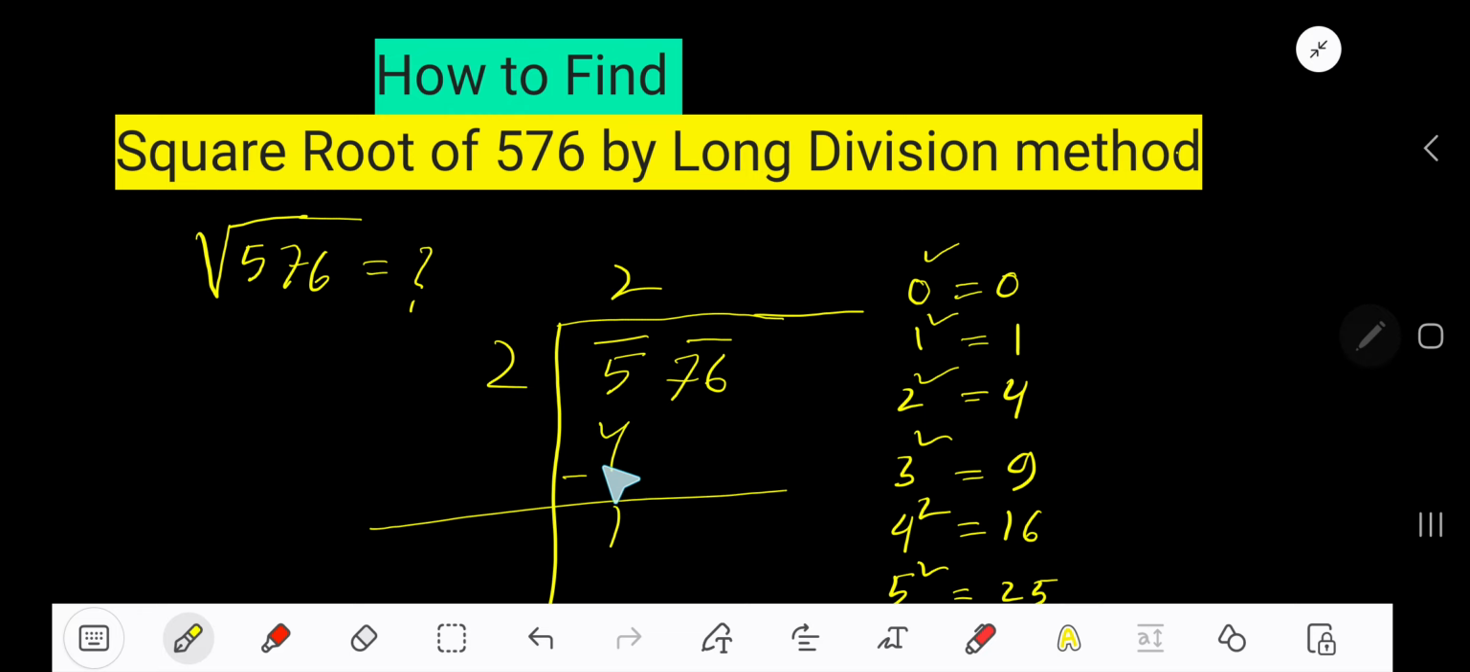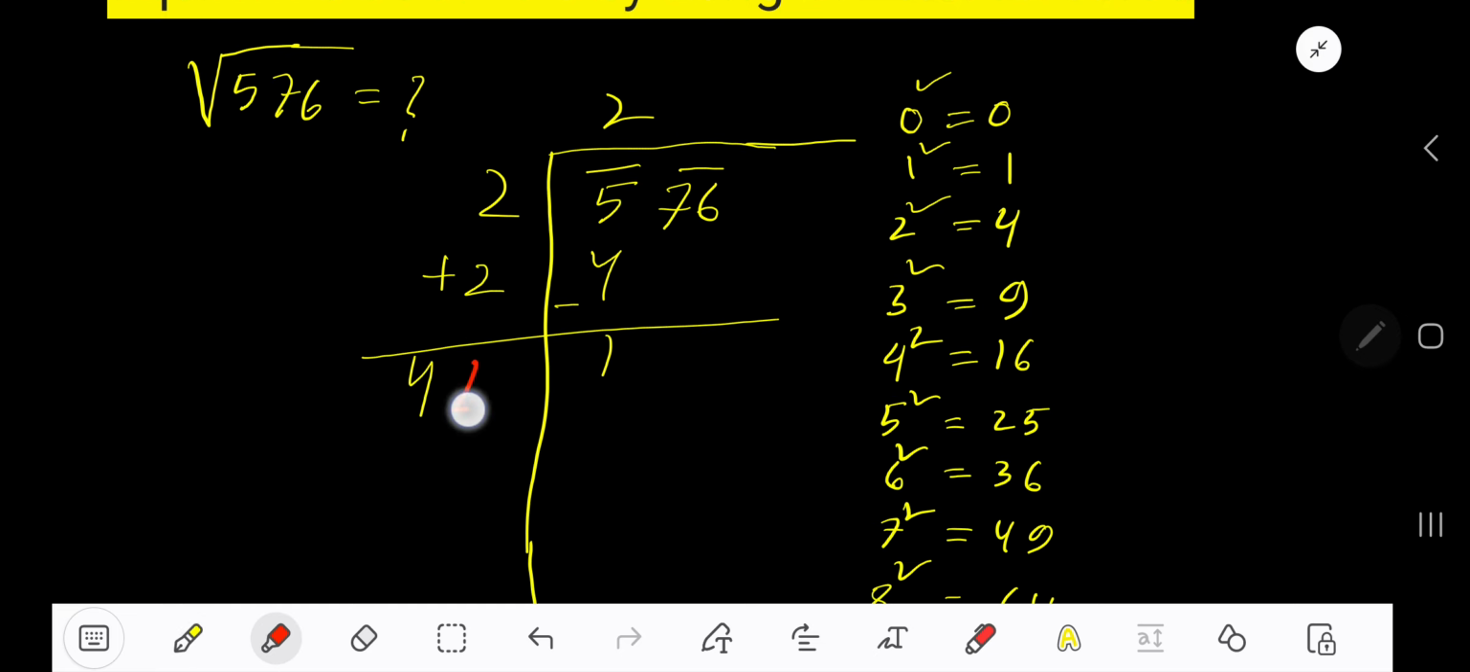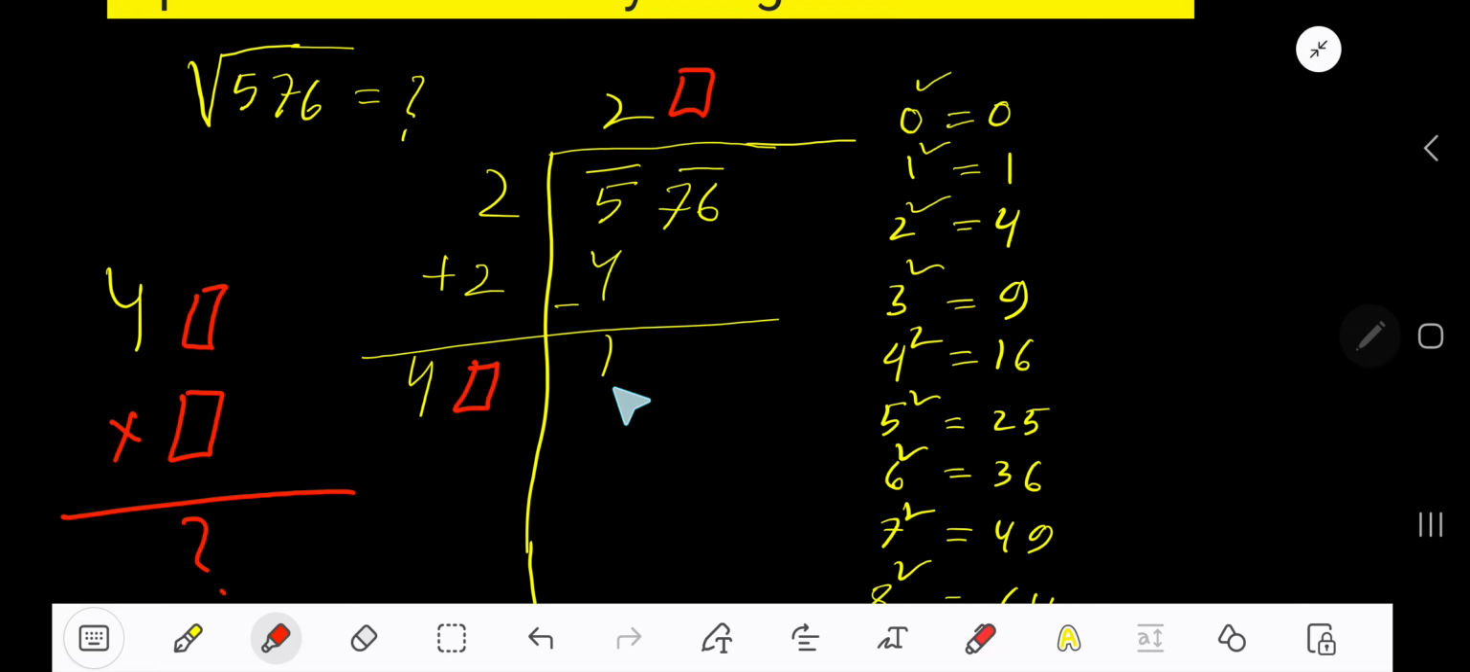Subtract. You have placed the digit 2 in the quotient, so the same digit will come under the divisor. Now add 2 and 2, 4. Now you have to consider a number here, and you need to multiply this number by this, and the result will be equal to this new divisor.